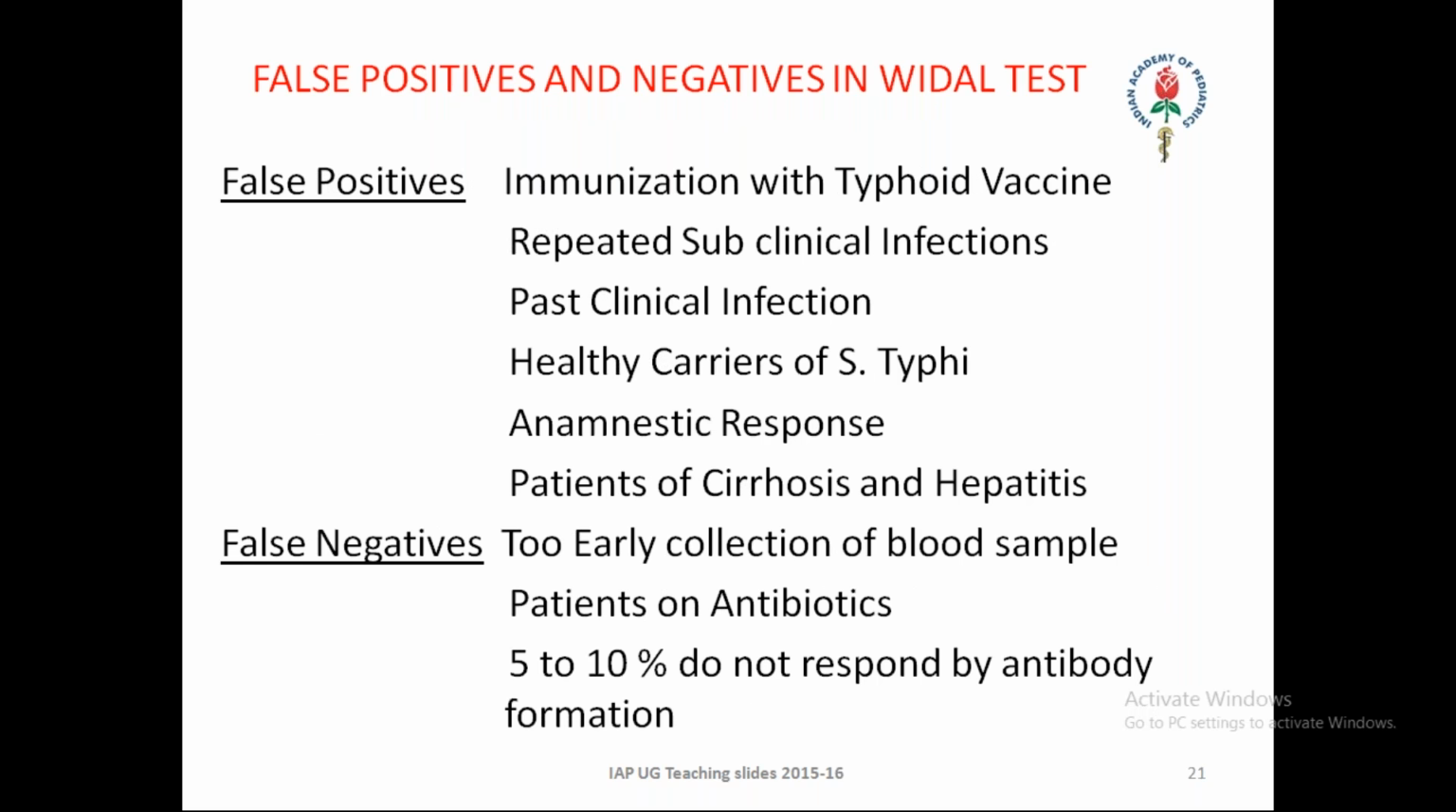False positives and negatives in the Widal test. False positives: immunized with typhoid vaccine, repeated subclinical infections, or any past clinical infection. He might be a healthy carrier of Salmonella typhi, or an anamnestic response. Patients with cirrhosis and hepatitis also give a positive Widal test. False negatives: too early to collect the blood sample, patient on antibiotics, and 5 to 10% do not respond by antibody formation. If there is no response also, you can get that.